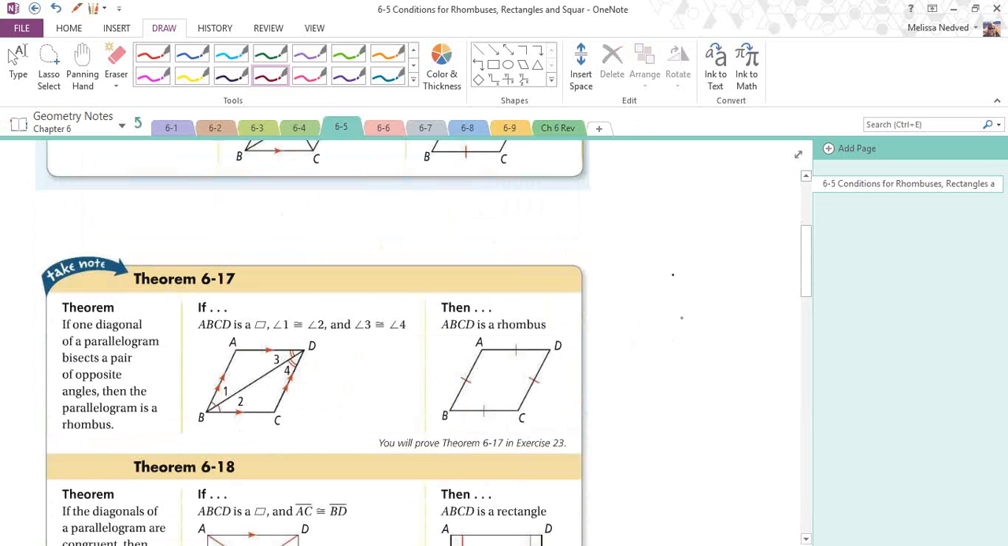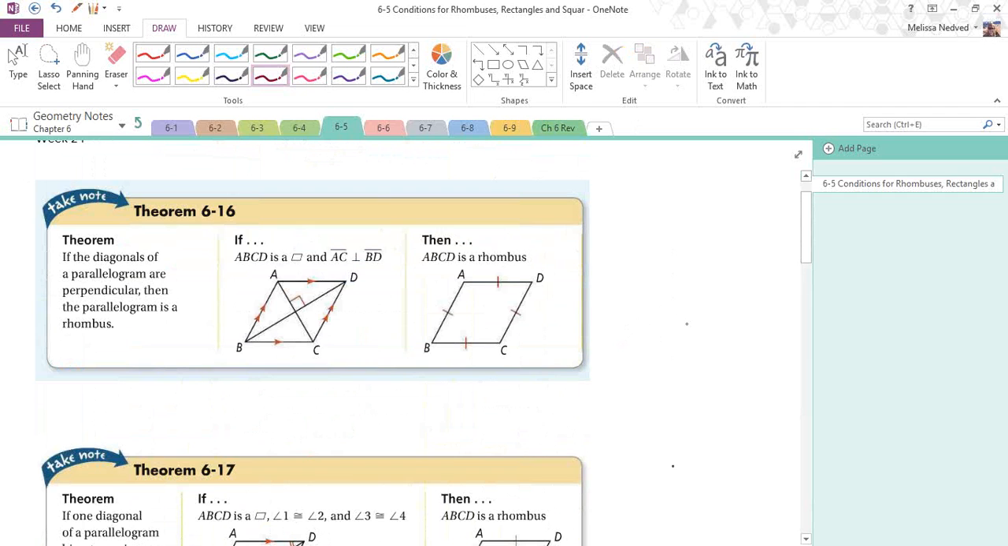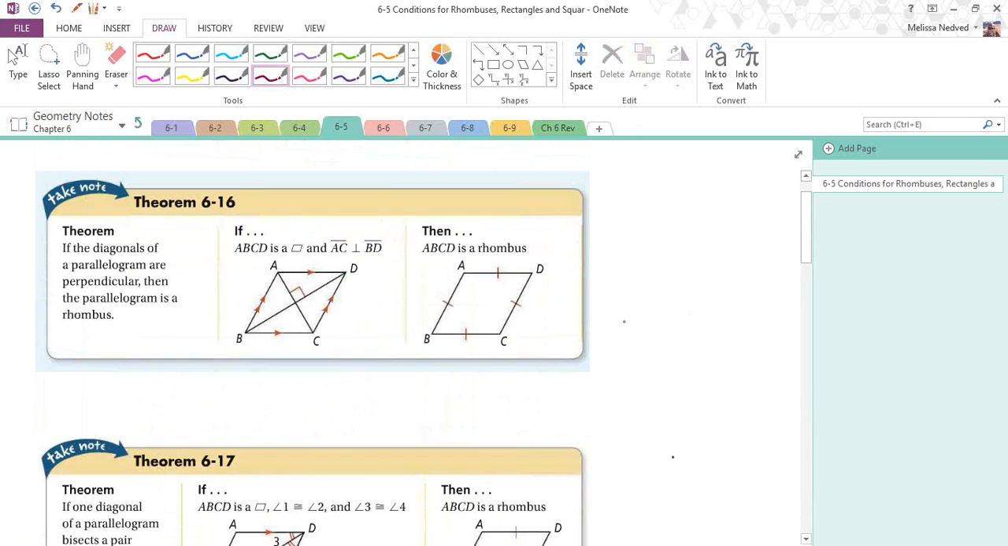So we start here with theorem 6-16. It says that if the diagonals of a parallelogram are perpendicular, then the parallelogram is a rhombus. So all we have to know in order to identify this as a rhombus is if we see perpendicular diagonals and we know it's a parallelogram, then it's definitely a rhombus. That's all this one's telling us.